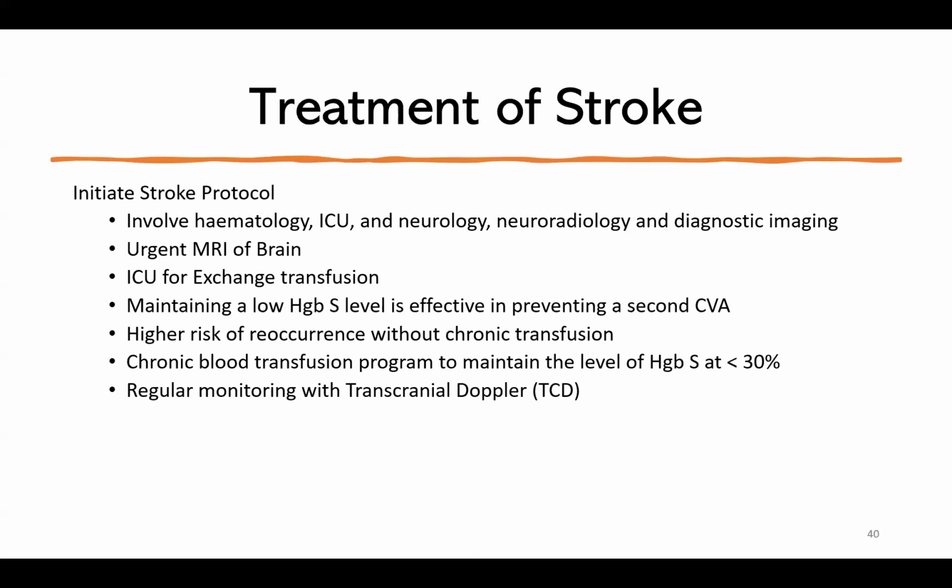And so for our SS and S beta 0 thalassemia patients, we do something called transcranial Doppler screening, and that begins at 2 years of age until about 16. And that's really just looking at how blood is flowing through the major blood vessels in the brain. We know the faster that blood is flowing, or the higher the velocity, the more at risk those patients are for silent infarcts.